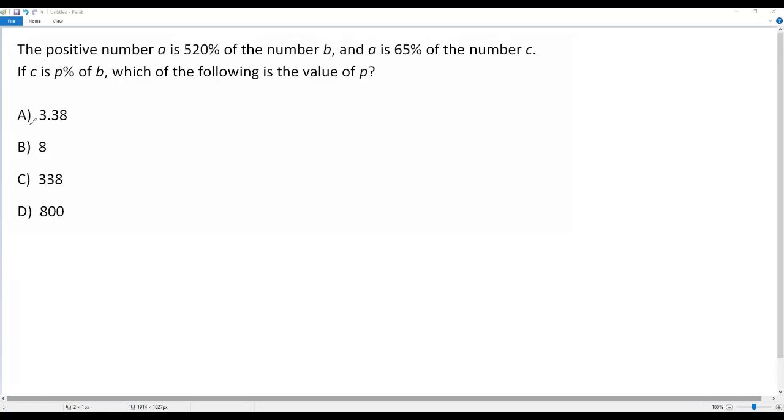Here we have a SAT math problem. Okay, let's go to the question. The positive number A is 520% of the number B and A is 65% of the number C. If C is P percentage of B, which of the following is the value of P?